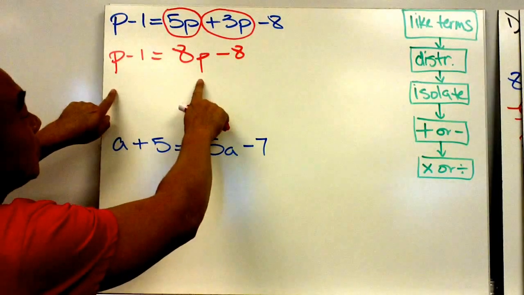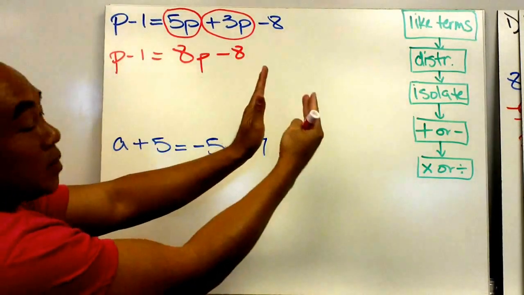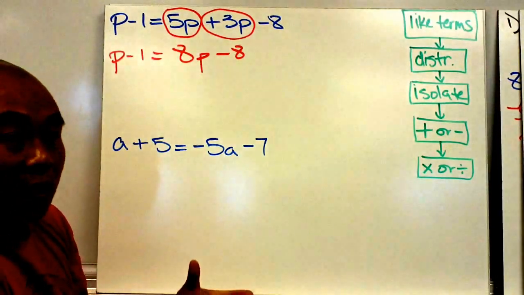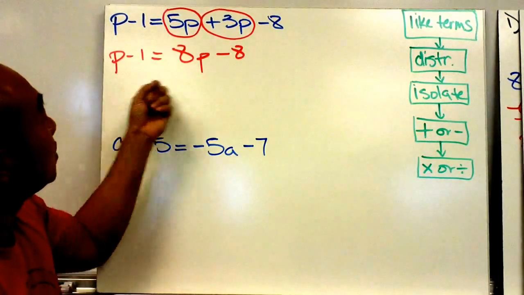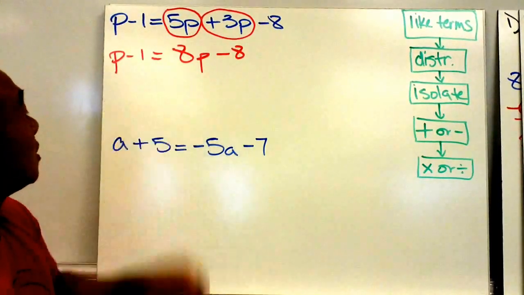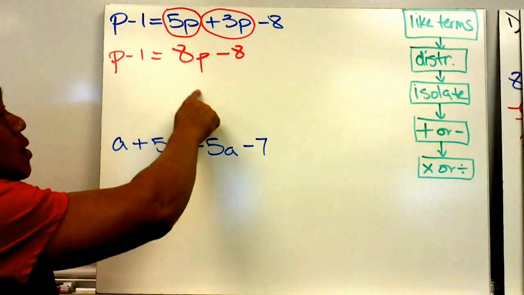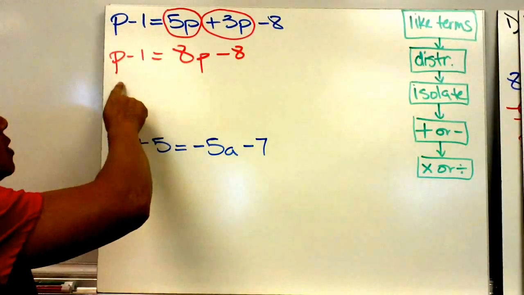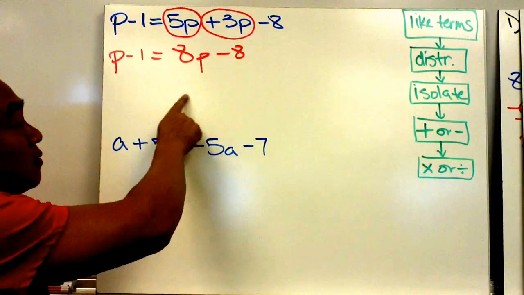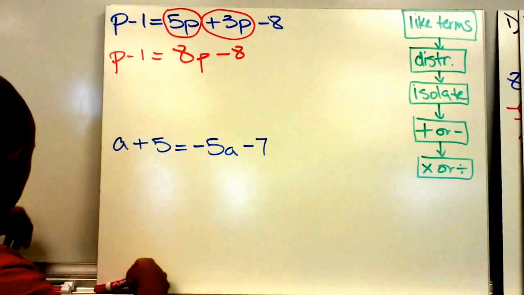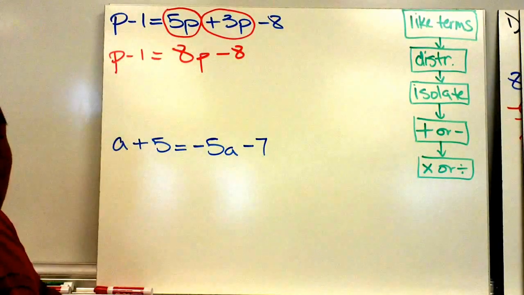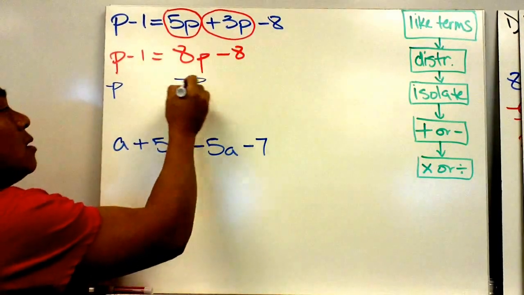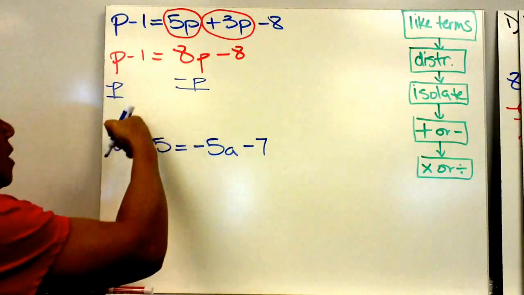Now I have, again, variables on both sides. I want to put them on either this side or this side. Now, what you want to think about here is what would be a smarter choice to work on. Should I subtract 8p here, subtract it here, which would give me a negative, or should I subtract p here and subtract p here, which would give me a positive p? At this point, I'm going to choose to subtract the p here. So if I subtract p here, subtract p on this side, I'm now left with a minus 1.